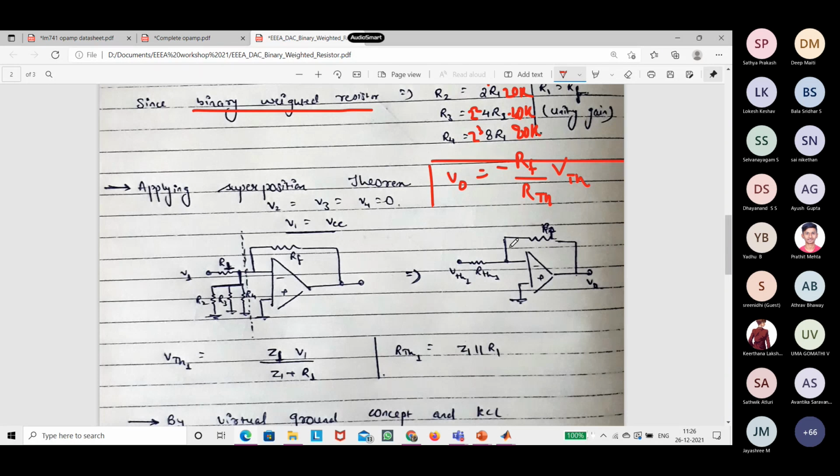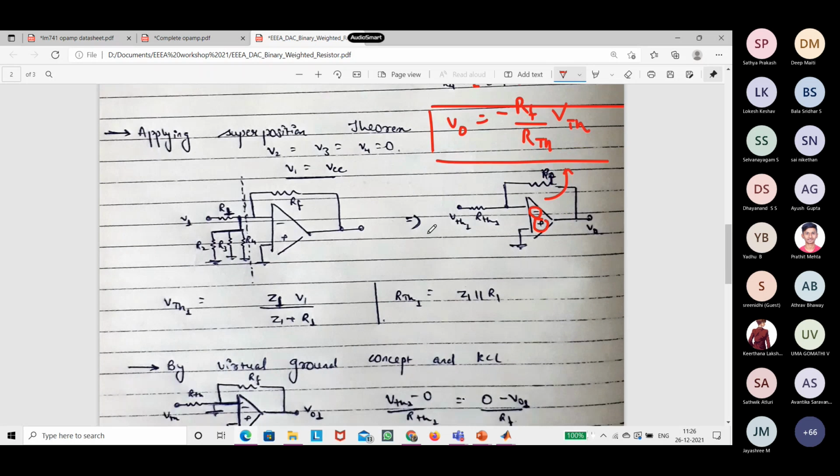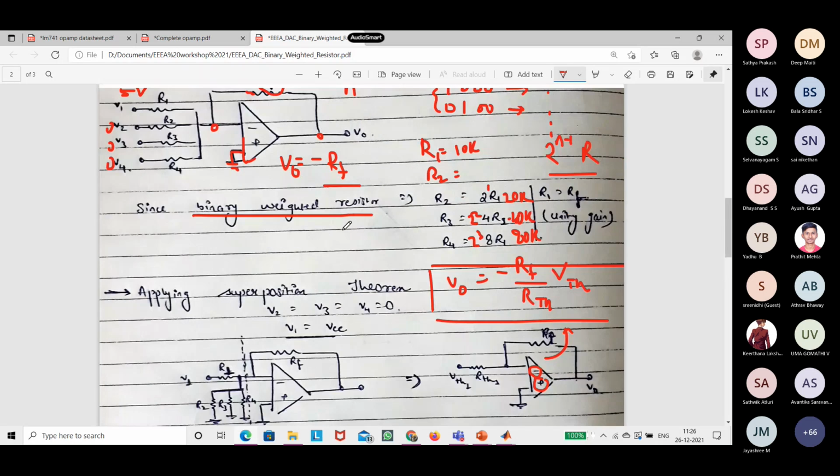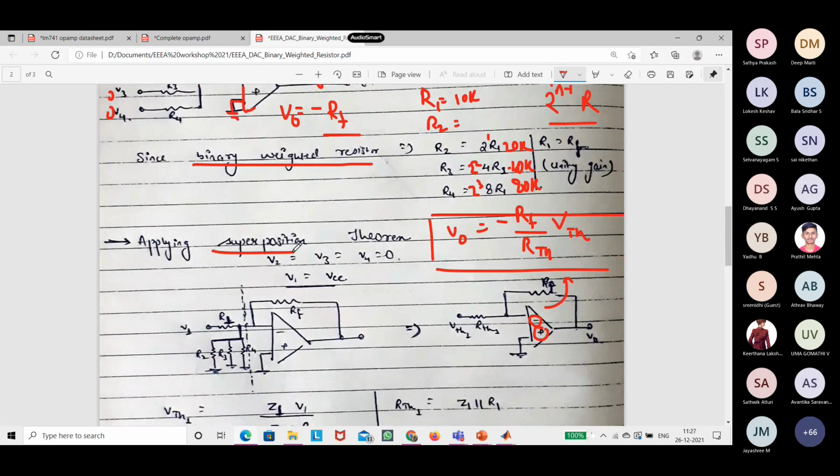But since it's in the inverting terminal, it's the general formula, and you're going to have it in your 5th sem as well. And when the feedback is on the non-inverting terminal, the formula will be different. So don't generalize it. Okay, and now we're going to apply the superposition theorem.